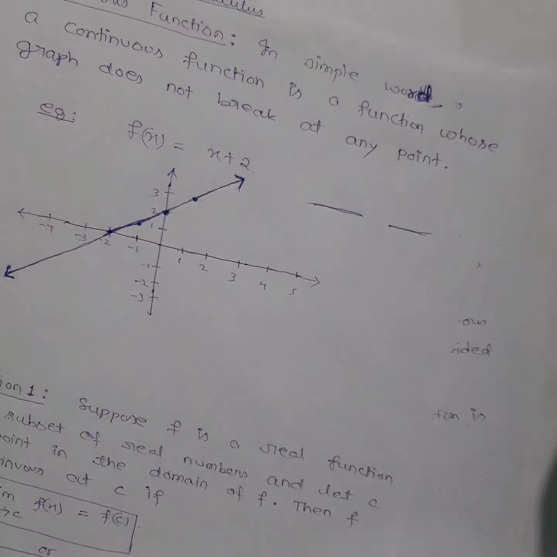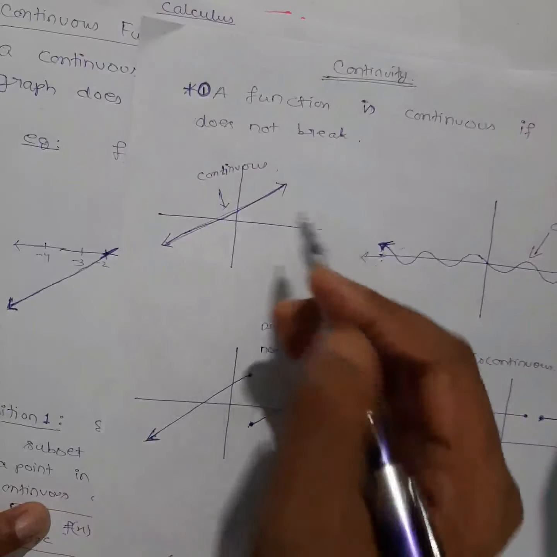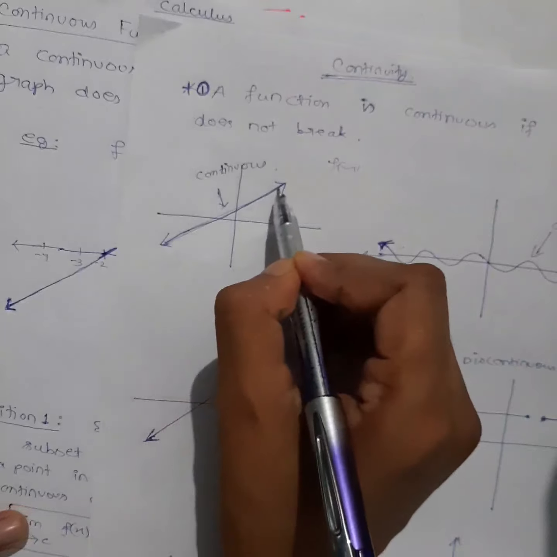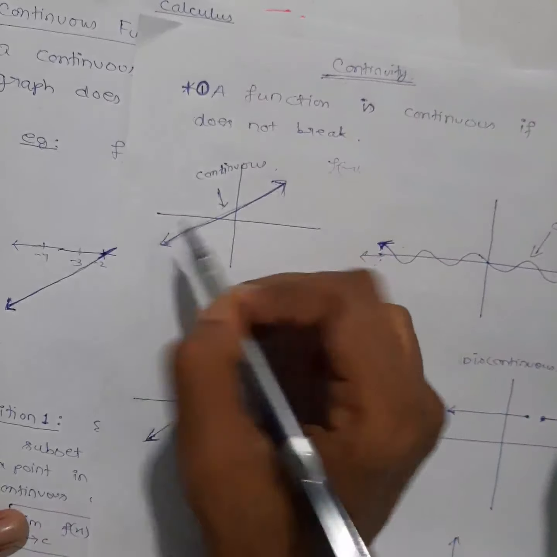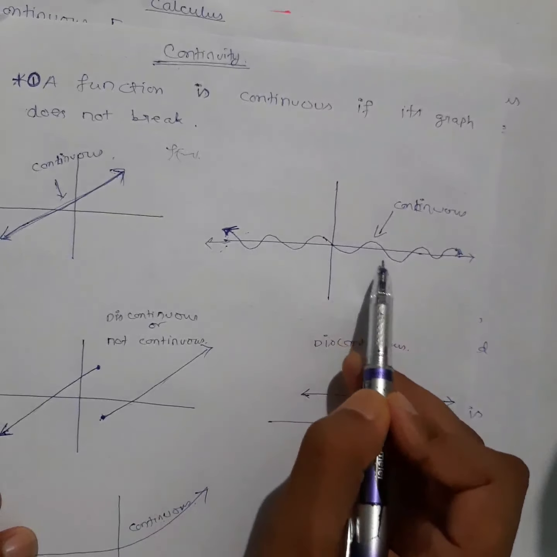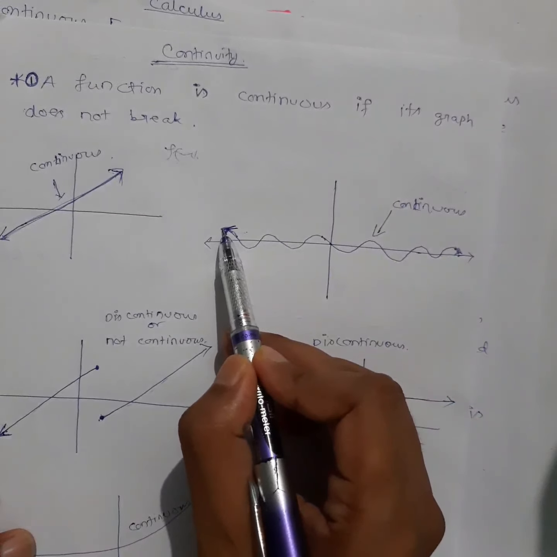Okay, some examples I have taken here. You can just see, this graph is continuous. Obviously this graph means it is a function, right? Some function whose graph is this one. This graph is continuous, means this function is continuous. You can see there is no break, an arrow sign I have given. This graph, I hope you remember, is the sine function, right? This sine graph is also continuous.